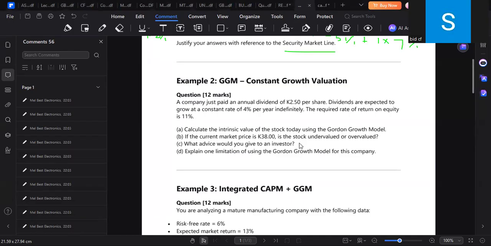Then explain one limitation of using the Gordon model for this company. What are some of the limitations of the Gordon model? It assumes constant growth forever, which in reality is not the case because companies don't grow at a fixed rate indefinitely. The growth rate may change due to economic conditions, competition, or business performance. So this model may not always give you accurate results.